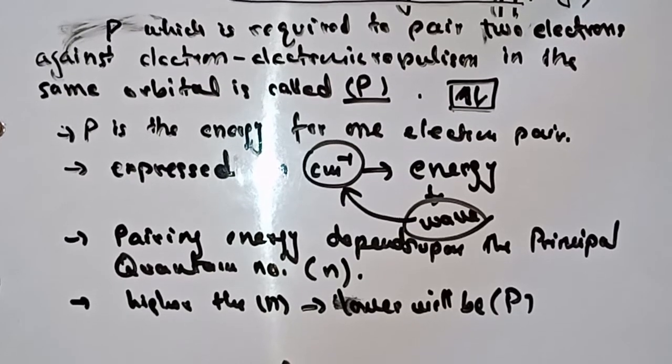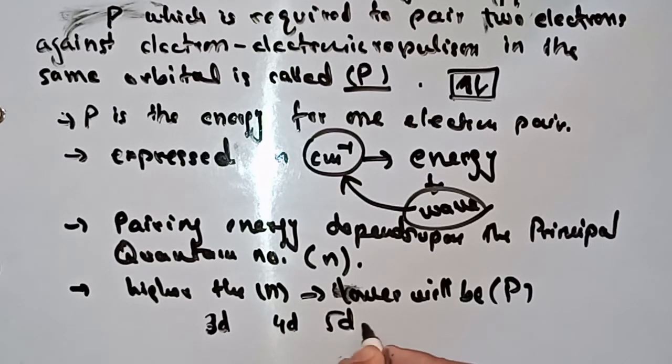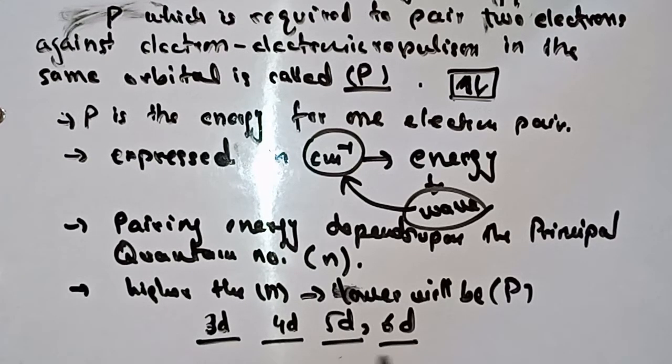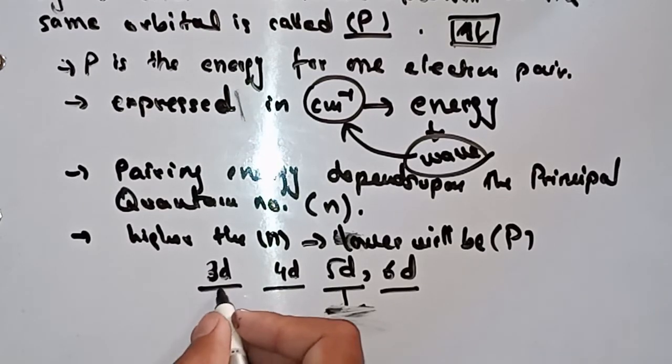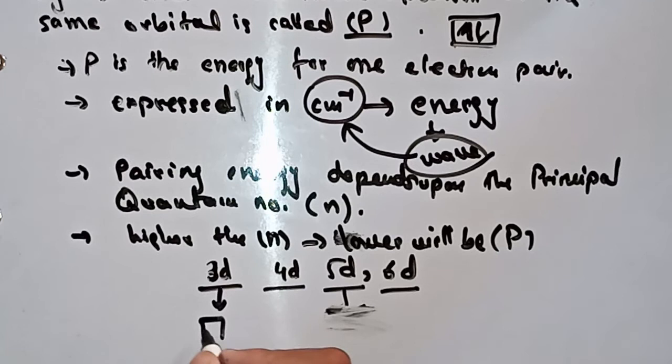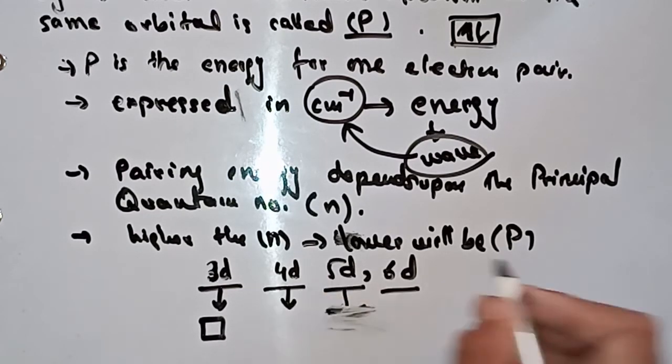But what is the reason behind this? The reason is this: like for 3d, for 4d, for 5d, for 6d. With increasing number of shells, with increasing principal quantum number, the size of the orbital also increases. Like in 3d the size is, let's suppose, like that, but in 4d it is away from the nucleus, it is a very large size, like that.